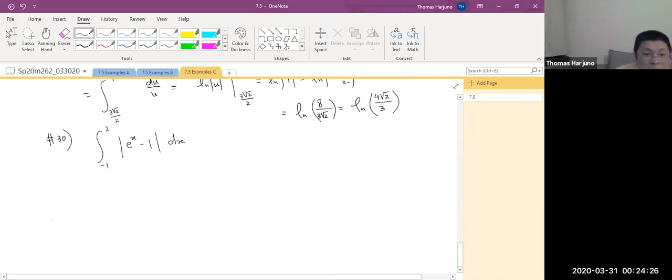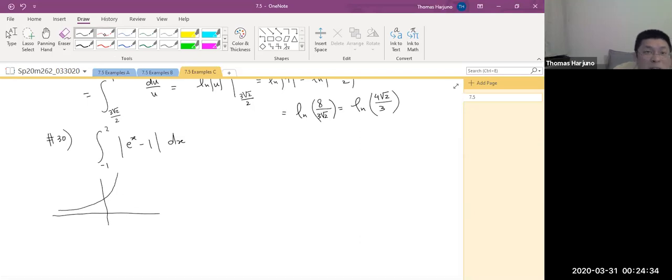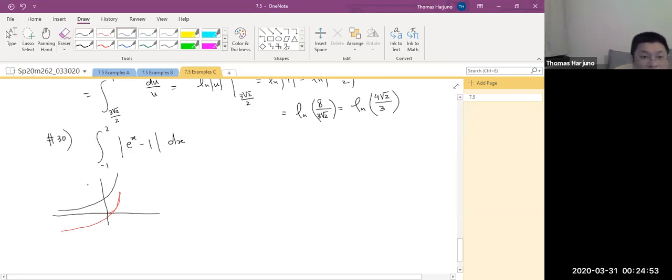Now, the thing is, e to the x itself looks like this. This is e to the x. So e to the x minus 1, we'll drop that down by 1 unit, approximately like this. Now, the domain of integration will be from -1 up to 2.